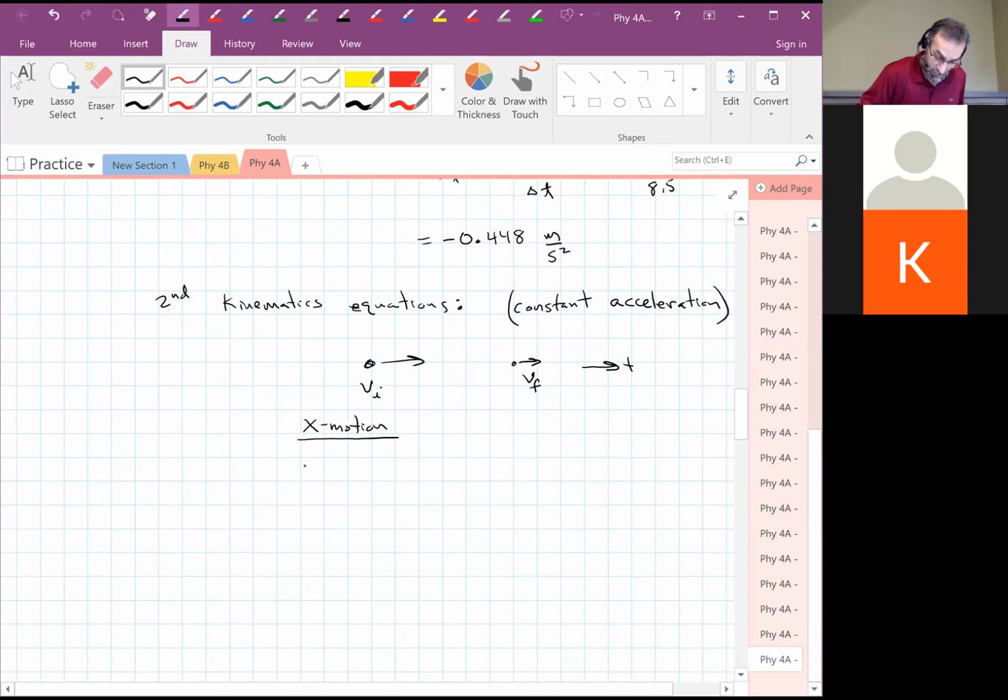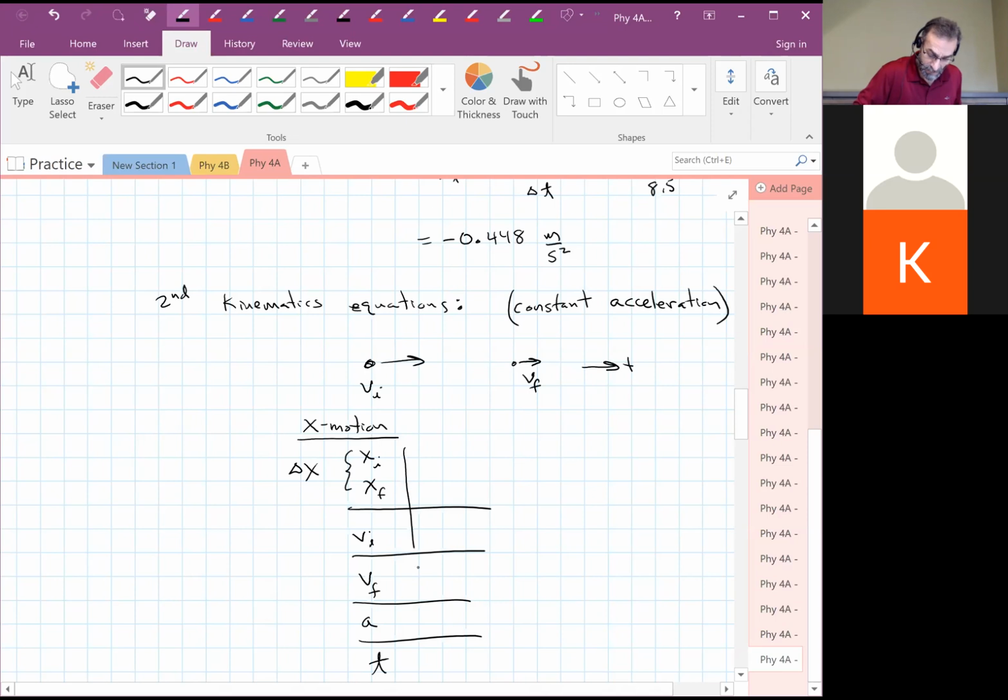So the first thing we really care about, there are 5 things that help us to define the motion of this object. The first one is the change in position. I usually write it as x initial and x final, but really what we care about is the change in position. And then we have the initial velocity, the final velocity, the acceleration, and the time. So I make a little table like this, and that just helps me organize what I know, what I'm missing, which equation I'm going to use. I can spot it from using this chart.